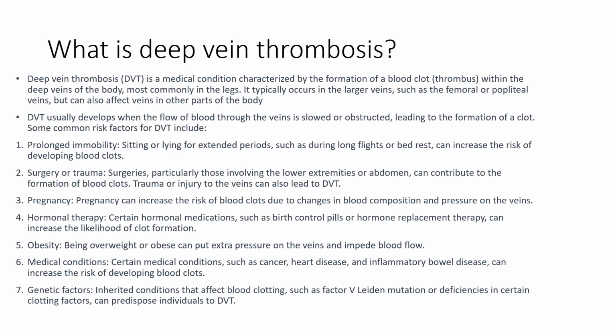We need to understand what deep vein thrombosis is. It's a medical condition in which a large blood clot, a thrombus, forms within the deep veins of the body, mostly in the legs. It typically occurs in large veins like the femoral or popliteal veins, but can affect veins in other parts of the body. The risk factors for DVT are prolonged immobility, surgery or trauma, pregnancy, hormone therapy, obesity, medical conditions, and genetic factors.